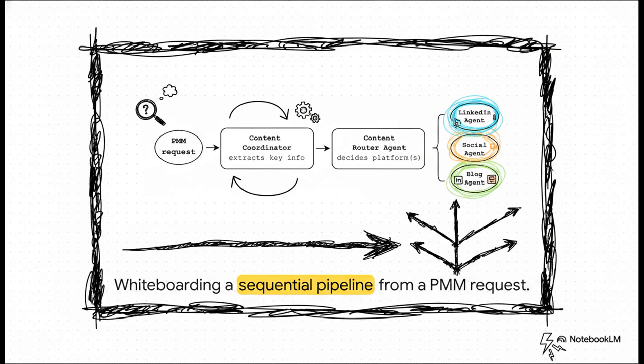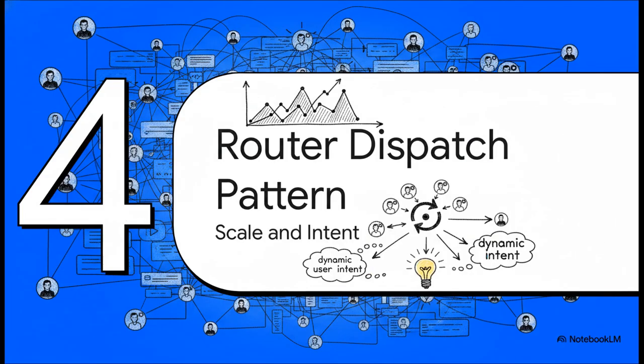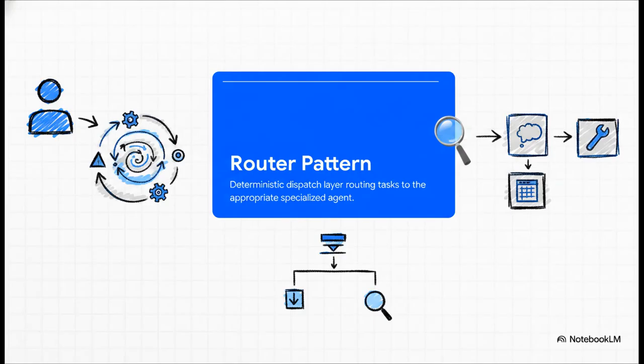But, as your system scales up, a purely linear sequence isn't always going to cut it. Which leads us to Section 4, the router dispatch pattern, because as we scale, we definitely need a way to handle dynamic user intent. The router pattern acts as a deterministic dispatch layer.